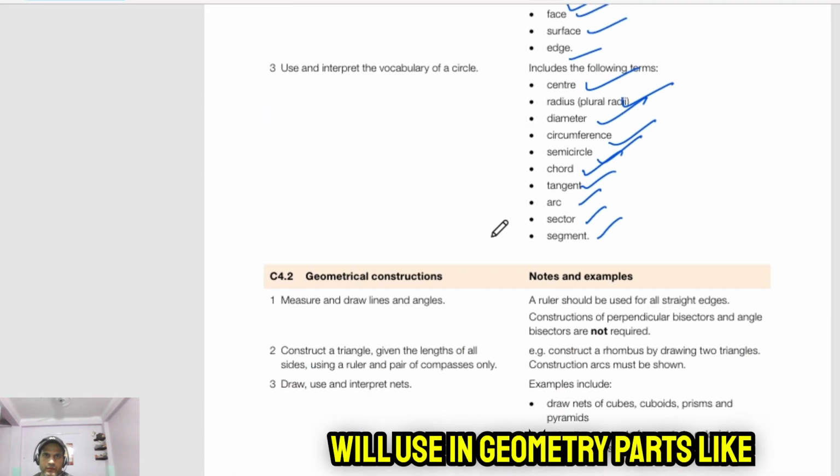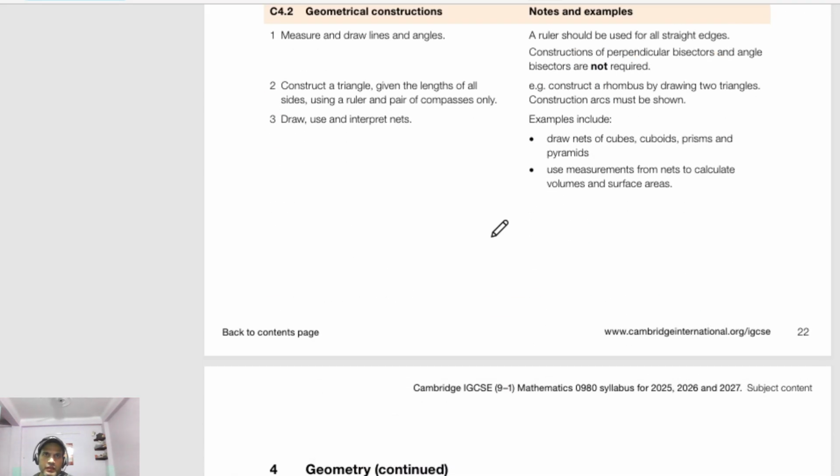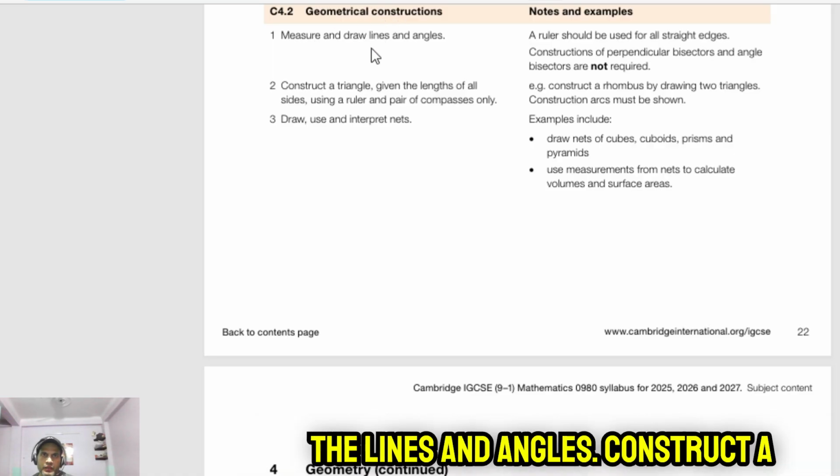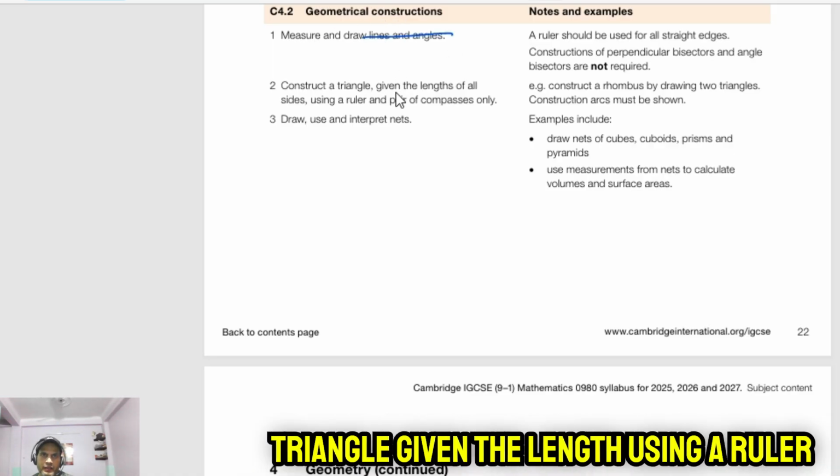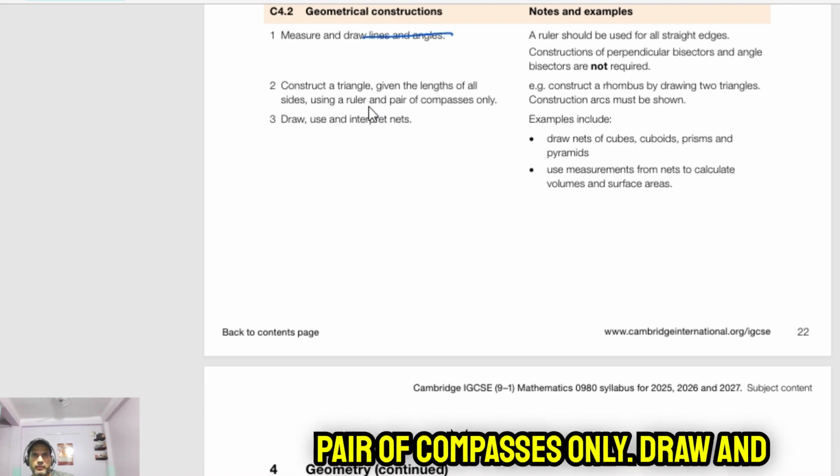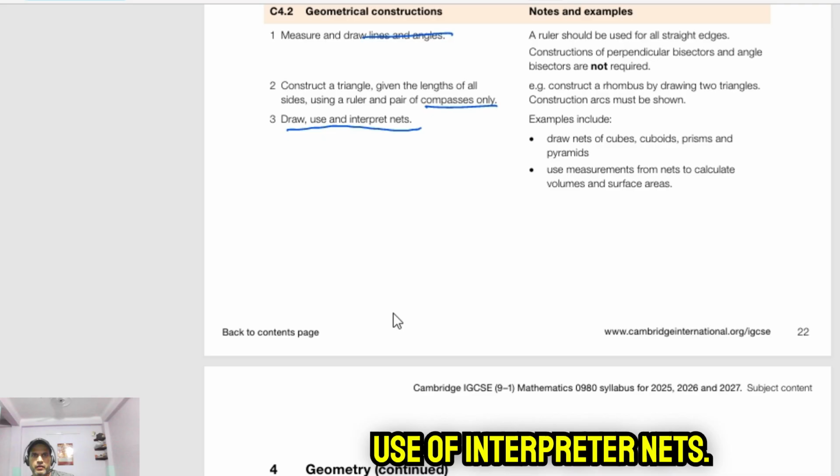These are the contents we will use in the geometry parts, like the construction part: measure and draw lines and angles. Construct a triangle given the lengths using a ruler and pair of compasses only. Draw and use nets.